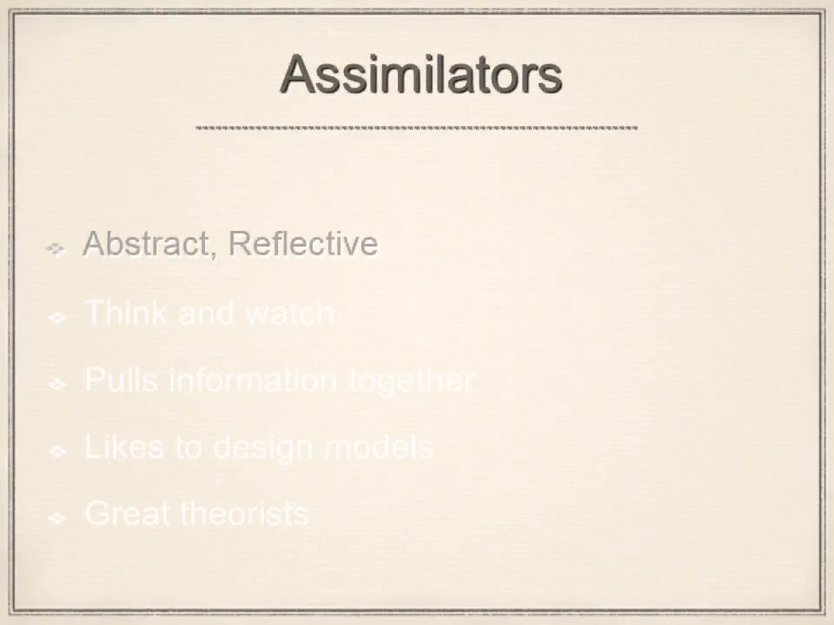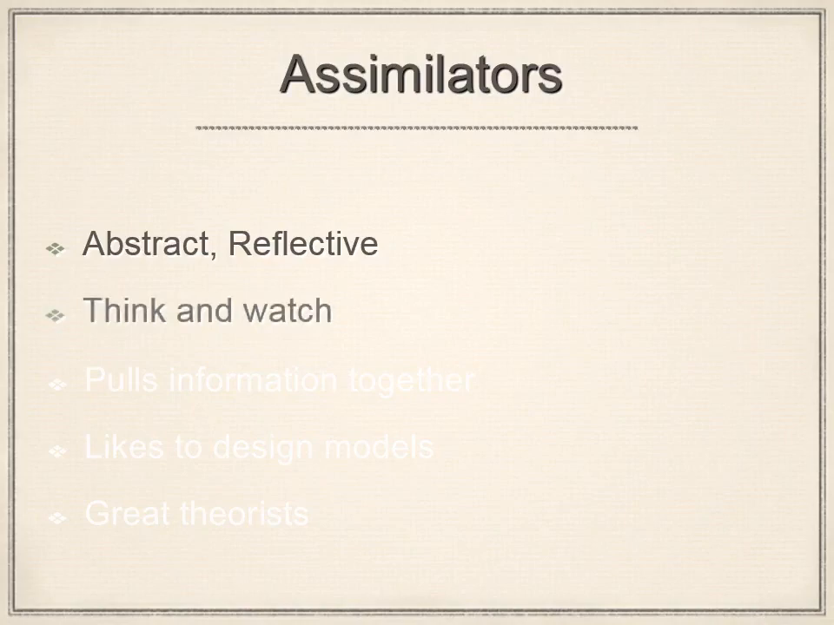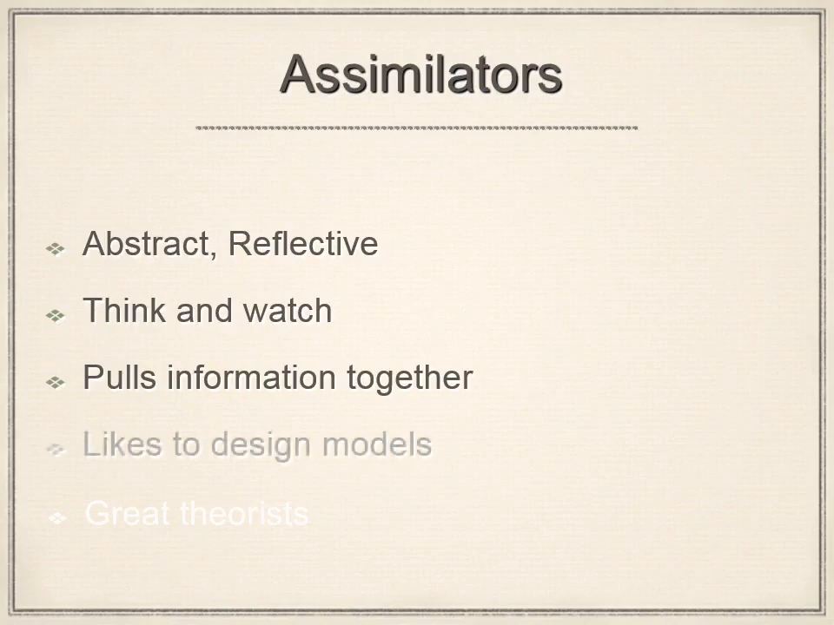Assimilators. Abstract, reflective. They prefer to think and watch. They're excellent at pulling information together. They like to design models and frame ideas. This learning style encourages theorists. Examples of occupations that tend to fall under the assimilator learning style include economists, sociologists, and even physicists.